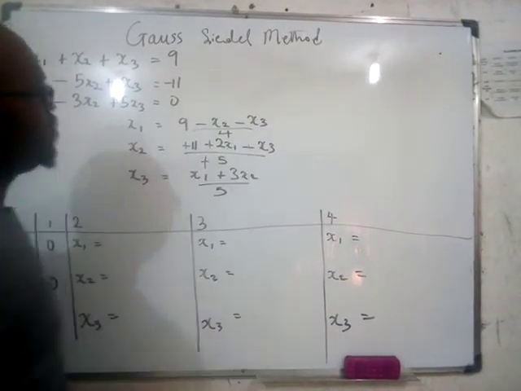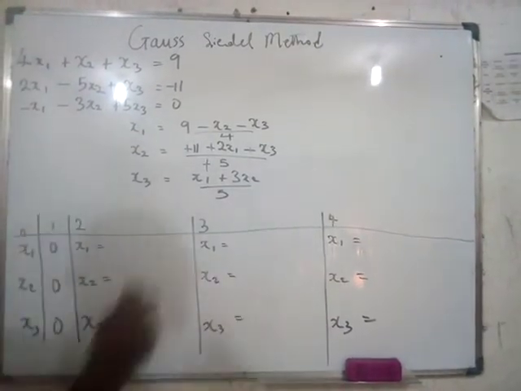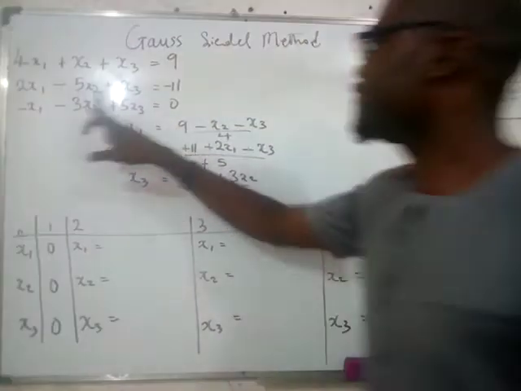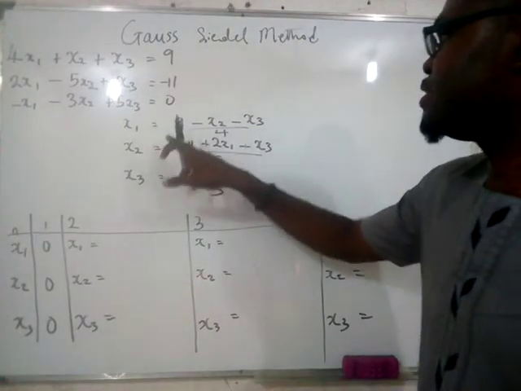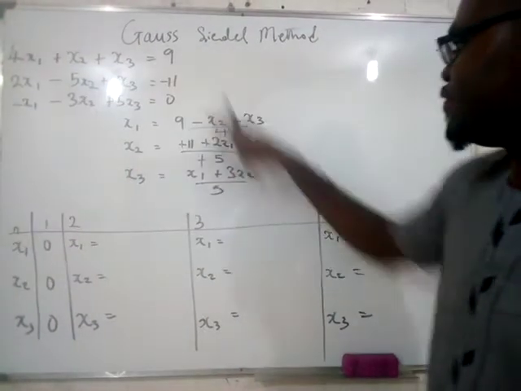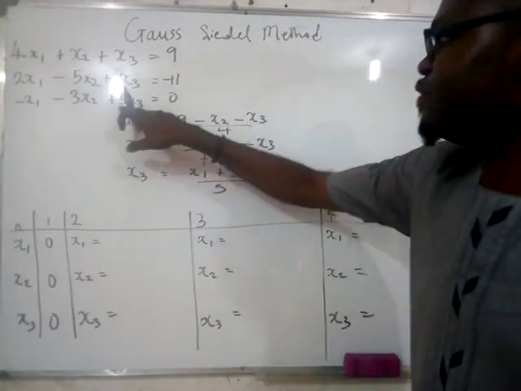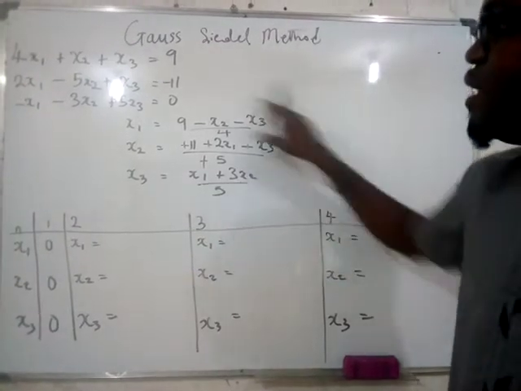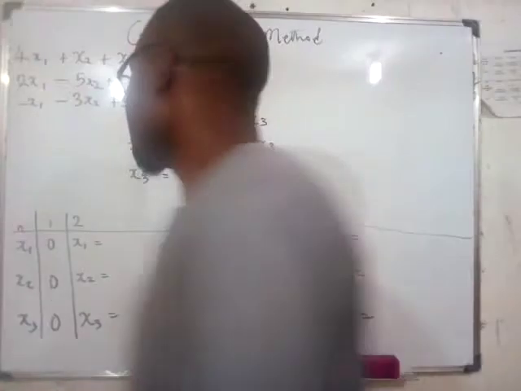so that you can cancel out to have everything be plus. Now you make x3 the subject from here, so you're going to have x1 over here, 3x2 over here, all over the coefficient of x3, which is 5. So you now have these three equations, and that is what you're going to use for your iteration.